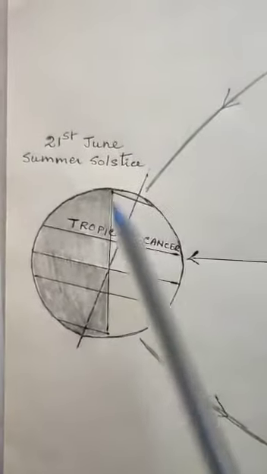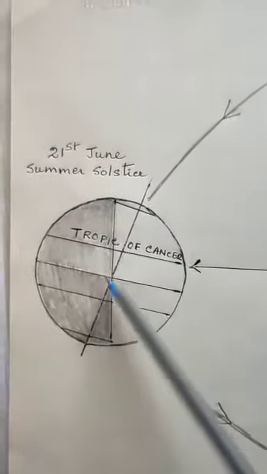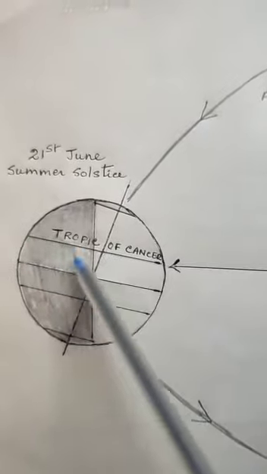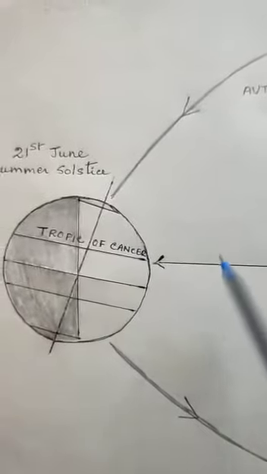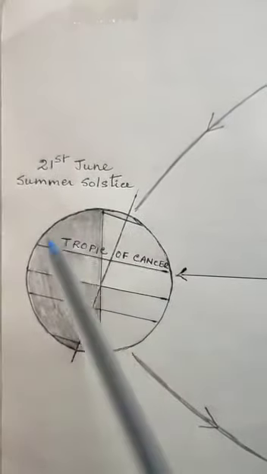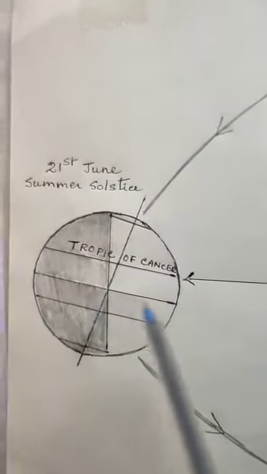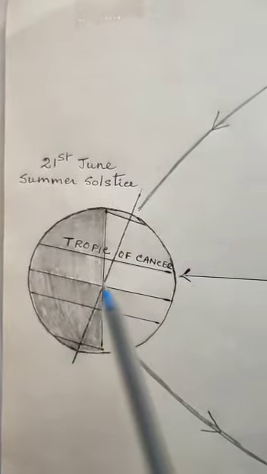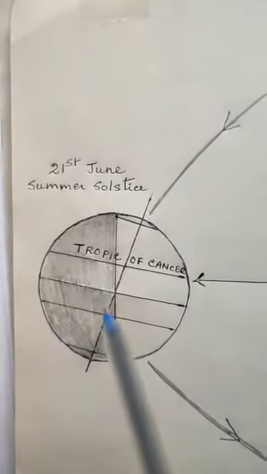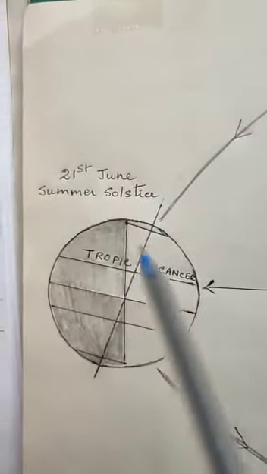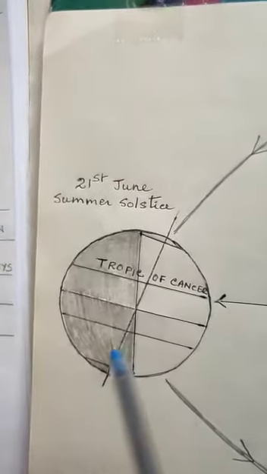Now, look at the diagram. 21st June, summer solstice. On 21st June, vertical rays of the sun fall on the Tropic of Cancer and the northern hemisphere is tilted towards the sun, and there is summer in the northern hemisphere. This position is summer solstice. Now see the southern hemisphere. Here the southern hemisphere is tilted away from the sun, so there is winter. 21st June, there is summer in the northern hemisphere, winter in the southern hemisphere.